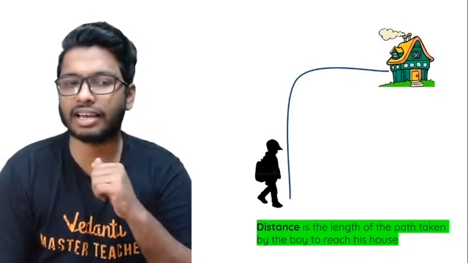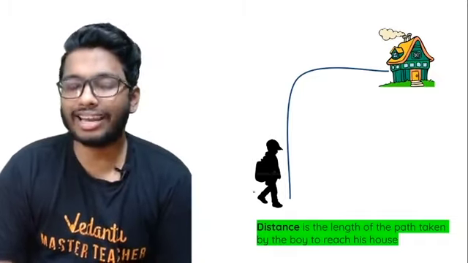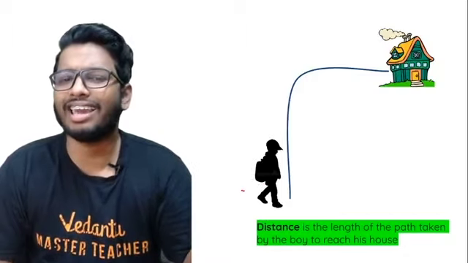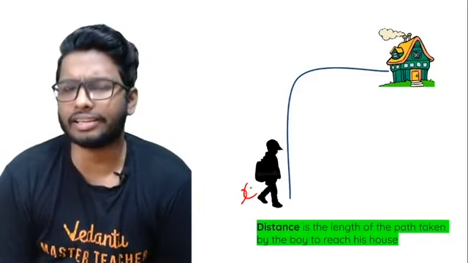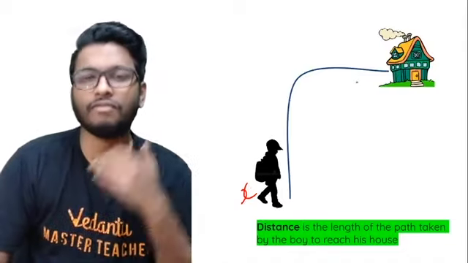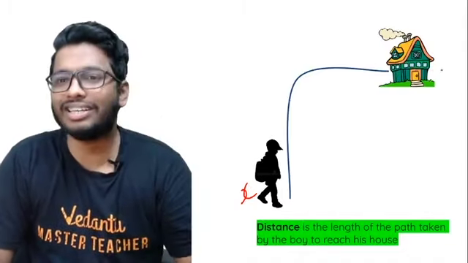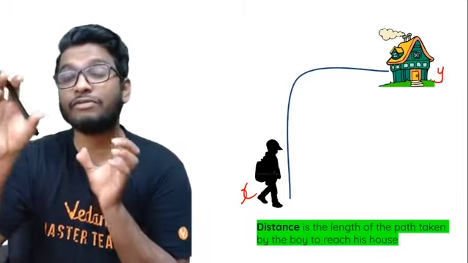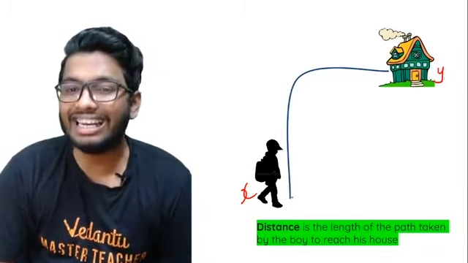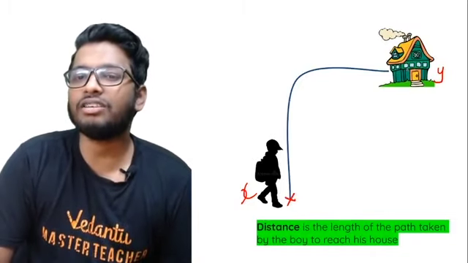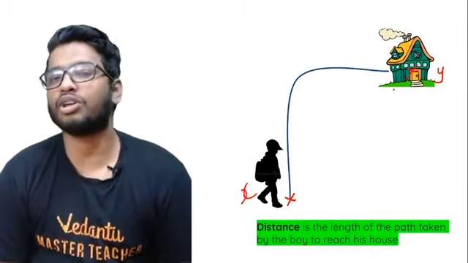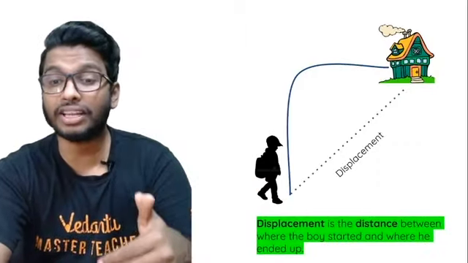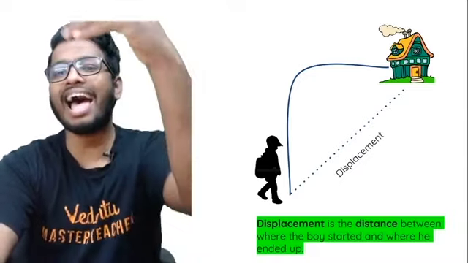So here's what displacement is, guys. Let's say that the kid is starting from a point, let's say X. He's starting at a point X, and he reaches his house, his final position. At whatever time he reaches his house, I'll take this as Y. Whatever is the difference between the initial position and the final position, that is what is called displacement. So displacement is nothing but the difference between the starting point and the ending point.